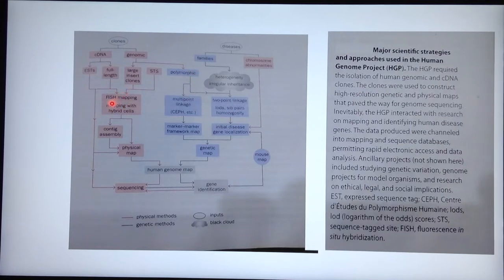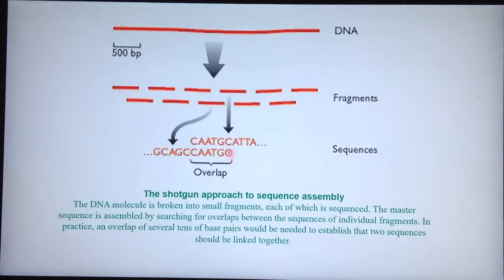And then we proceed with FISH mapping and mapping with radiation hybrid cells, then contig assembly to come up with contiguous clones, and finally coming to the physical map. And sequencing is essentially involved in the physical mapping of the human genome. So this is a shotgun approach to sequence assembly. This is clone contig mapping. Again, by looking at the overlap, we tend to align the sequence.